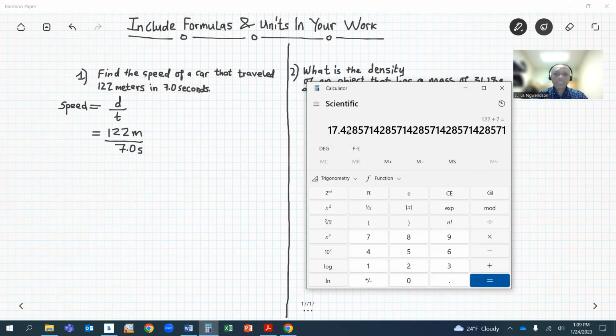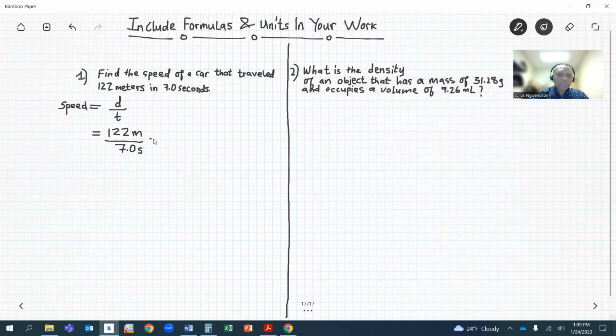It gives you 17.43 approximately. So we could write 17.429 as well. So this will be equal to 17.429. In the numerator, we have meters. In the denominator, we have seconds.